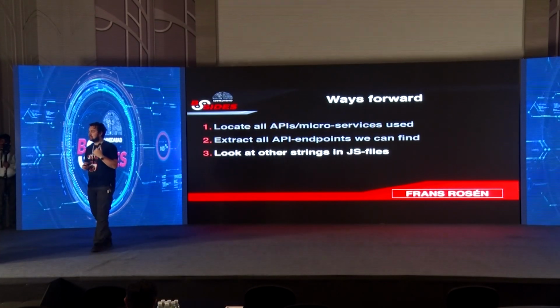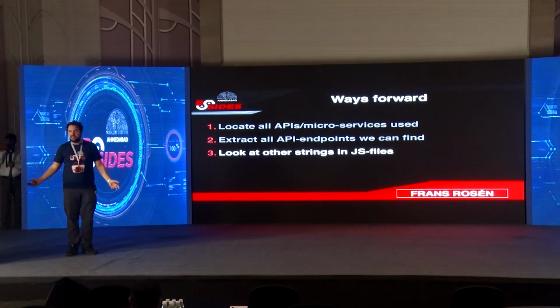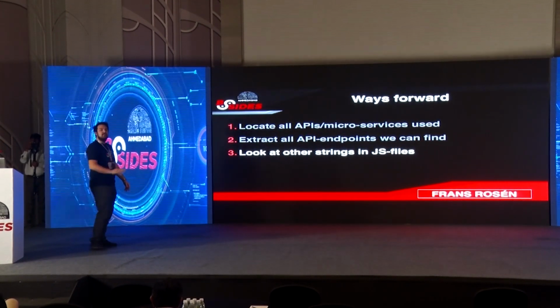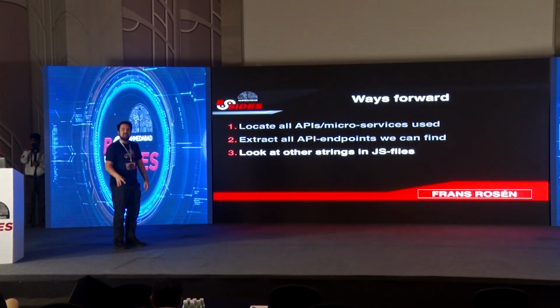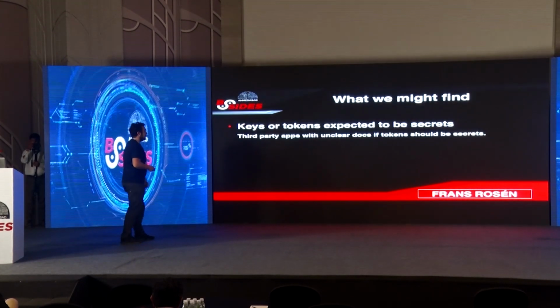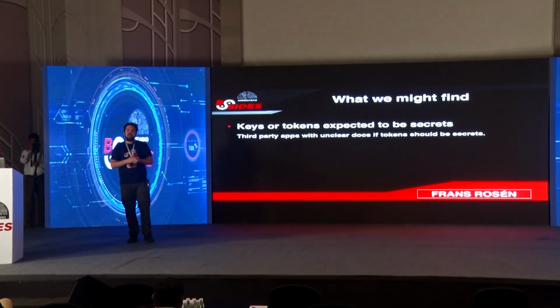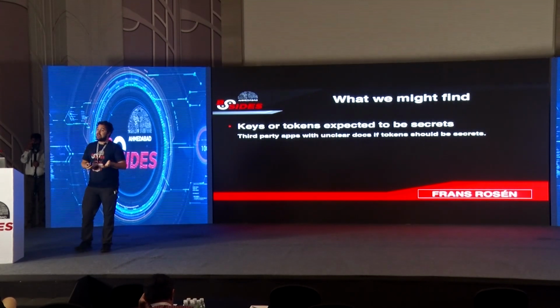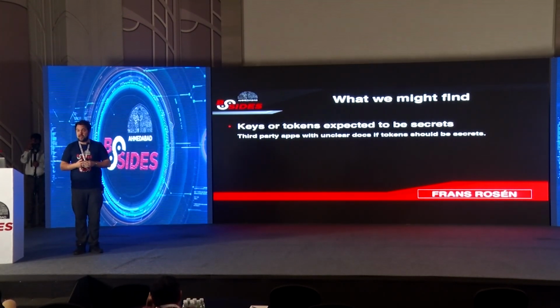Another way forward is to look at other things in the JavaScript. Let's not just look at the API endpoints. Let's look at what kind of other strings are in this JS file. And what we might find by doing that is keys or tokens that are expected to be secrets. And you know what?